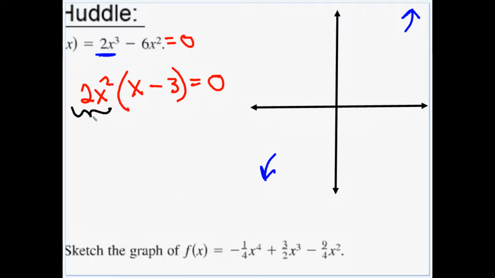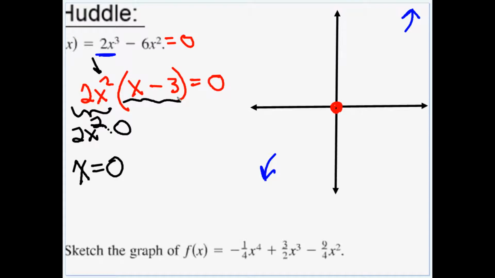If we set this first factor equal to 0, that's supposed to be a squared. Oh, and notice that squared, it's even multiplicity. So here, when we solve this one, we're going to bounce off the x-axis. Divide by 2 and take the square root, x equals 0. So at 0, we're going to bounce, and I used a dot to represent that.